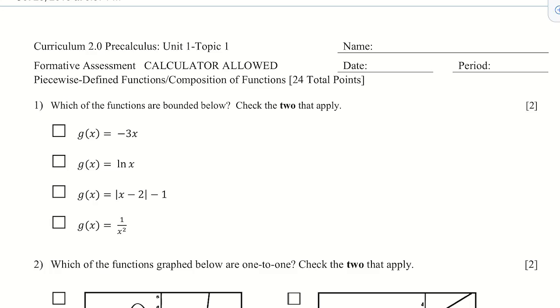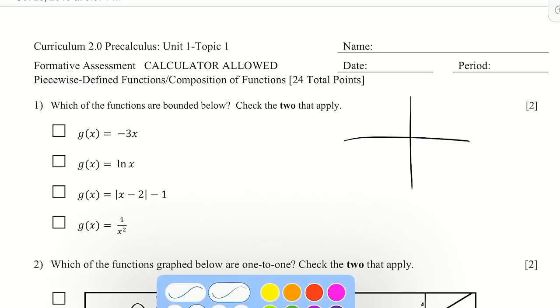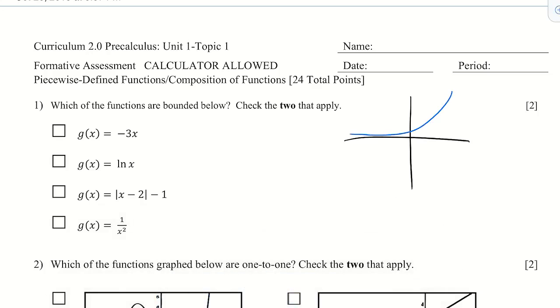So number 1 says, which of the following are bounded below? Check the two that apply. So now when something is considered to be bounded below, it is referring to when I have a specific type of graph and the graph never actually goes to, let's say, negative infinity. So in this example, I see that the graph never actually goes down further into the negative region in terms of the graph. So we could say that that graph is bounded below.